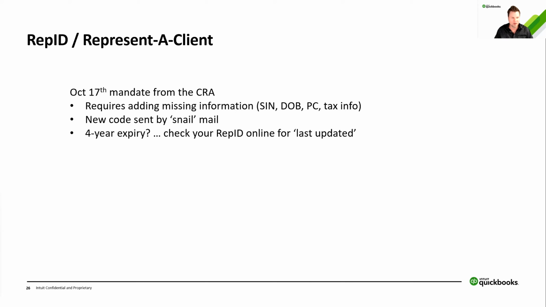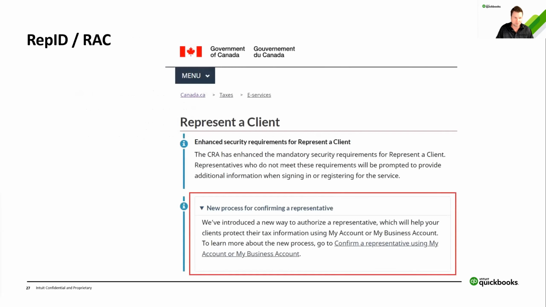One of our employees at Tenjago had talked to a CRA rep as his had expired. The rep he talked to said something about a 4-year expiry, but I also talked to the CRA and they couldn't find anything on this 4-year expiry. To the best of our knowledge, if yours has expired, it's due to additional information needed from you. So check your rep ID online for the last updated, and log in just to make sure that yours is up to date.